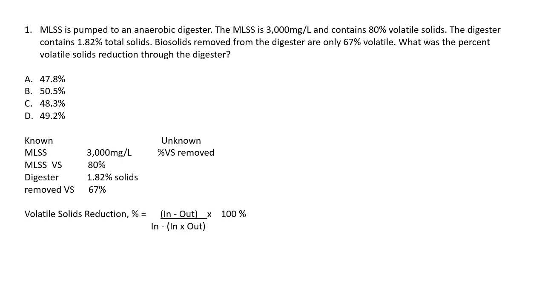Volatile solids reduction is equal to what goes in minus what goes out, divided by what goes in minus what goes in times what goes out, and then we're going to multiply that by 100%. All right, so we need to convert our percentages into decimals: 0.8 minus 0.67, divided by 0.8 minus 0.8 times 0.67, times 100%.